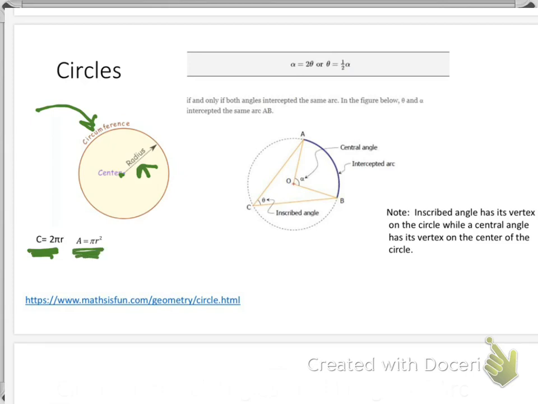Okay, there's a Math Is Fun link here. I would absolutely suggest that you link in there and do some of that practice.